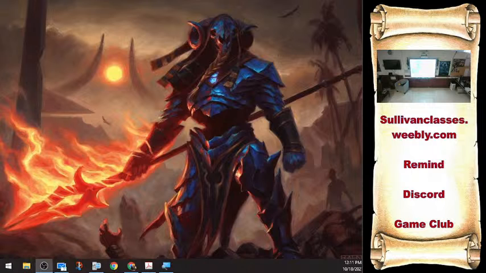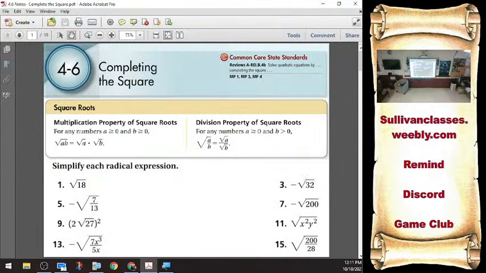All right. What I do want to see, prove to me that you do actually know how radicals work. Because you need to know how to work radicals before we get into today. So at the beginning of 4-6, there's a few problems there. Figure it out.